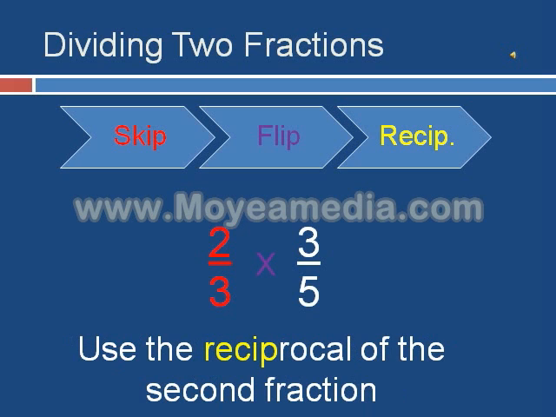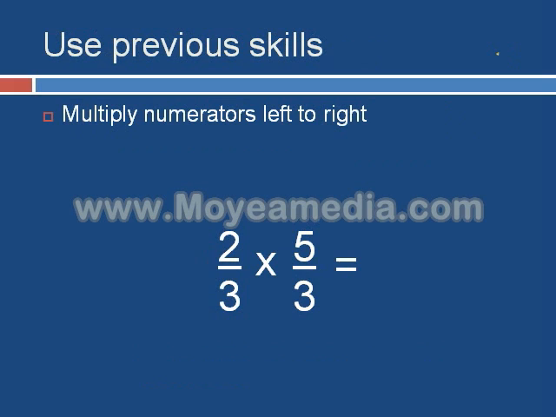Now that we've skipped and flipped, we're going to use the recip, or the reciprocal of the second fraction. Remember, that means we're going to turn the 3/5 upside down and make it into 5/3. This problem is now set up to multiply, like you've already learned.